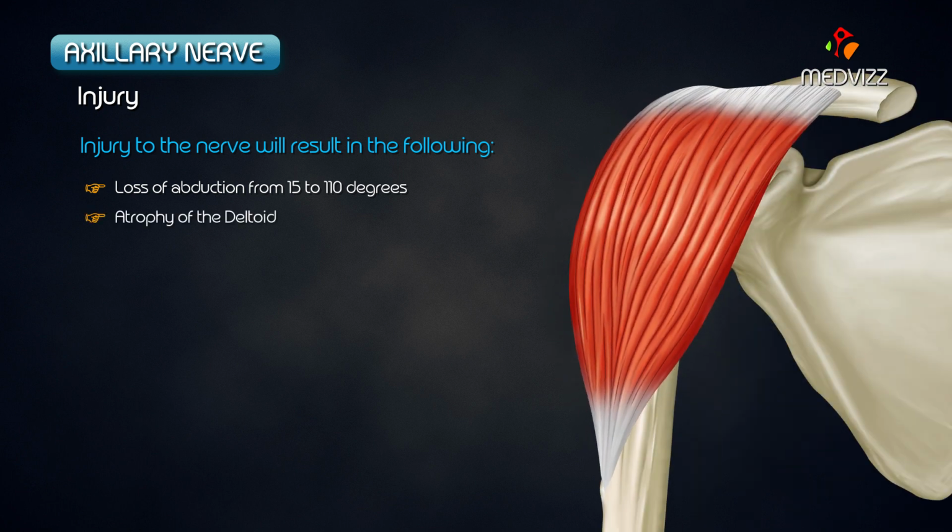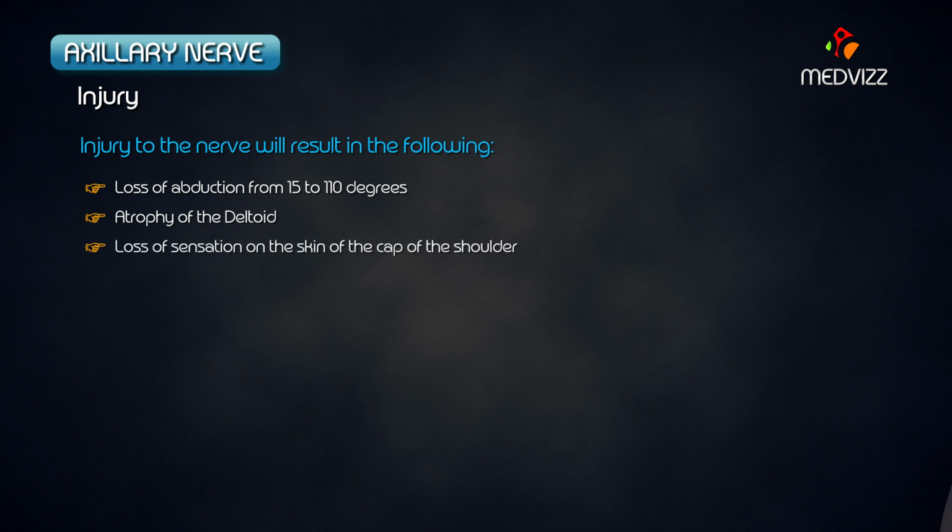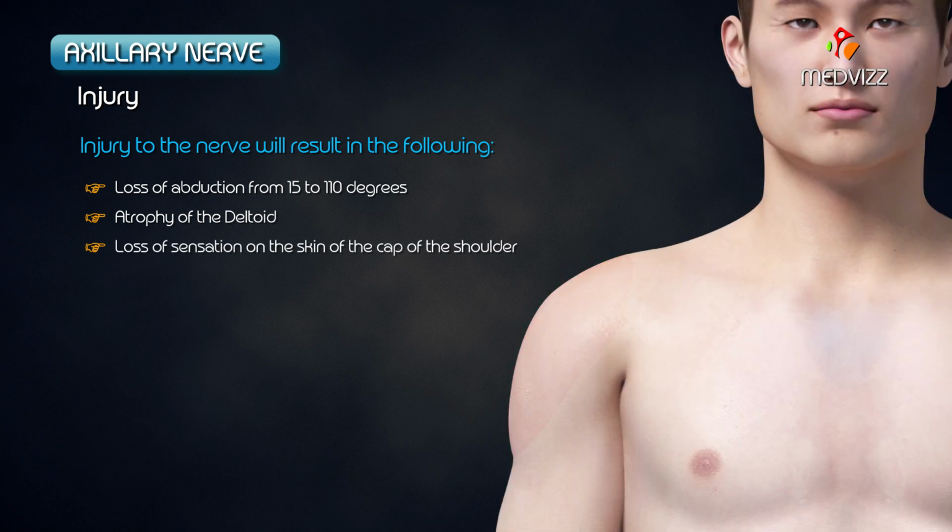Atrophy of the deltoid. This may lead to loss of the rounded contour of the shoulder. And lastly, loss of sensation on the skin of the cap of the shoulder. This is due to involvement of the upper lateral cutaneous nerve of the arm.